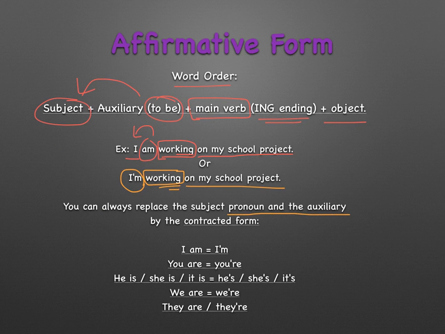So to use the contracted form, it's like conjugating the verb to be in the simple present. So I am becomes I'm, you are becomes you're, he is, he's, she is, she's, it is, it's, we are, we're, and they are, they're.